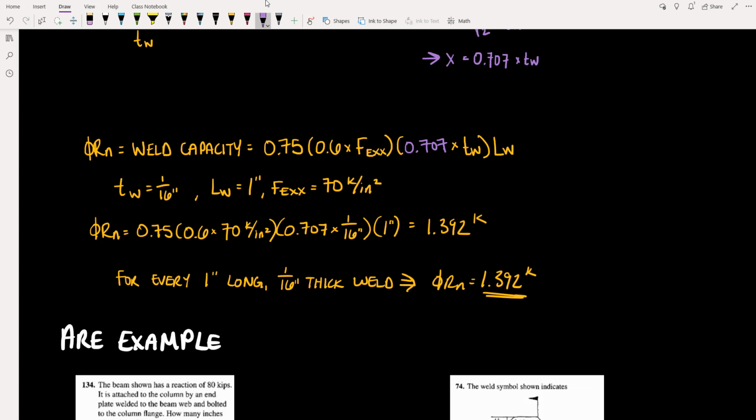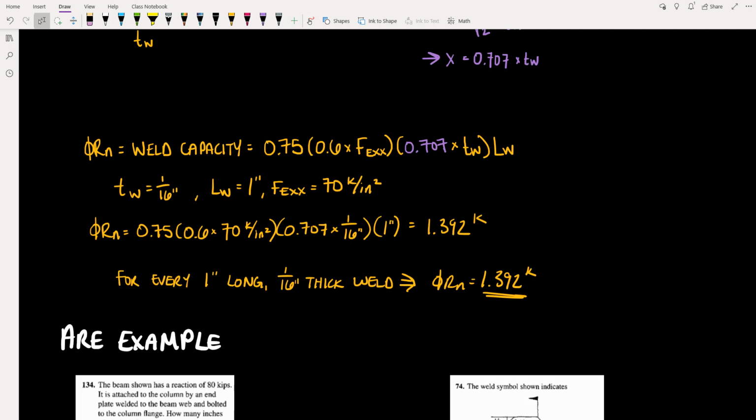If we take a weld that is 1/16 of an inch and has a length of 1 inch, and again we're using a weld strength of 70 ksi, we can simplify this equation to 1.392 kips. So what that means is that for every 1 inch long and 1/16 inch thick weld, we get 1.392 kips of capacity.